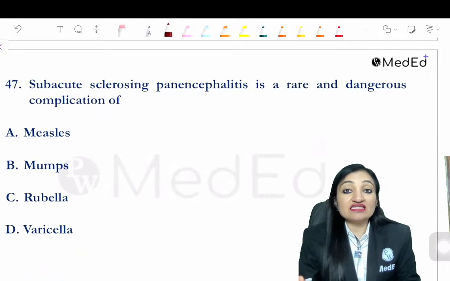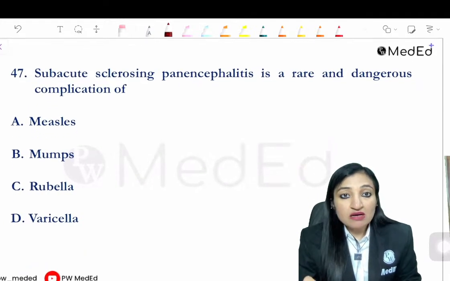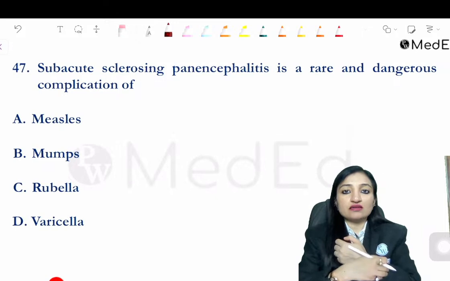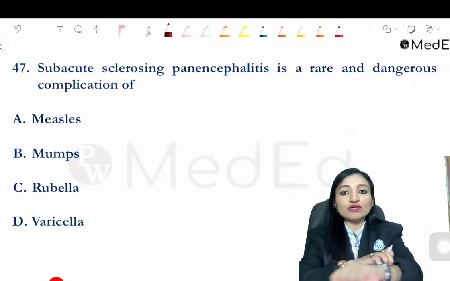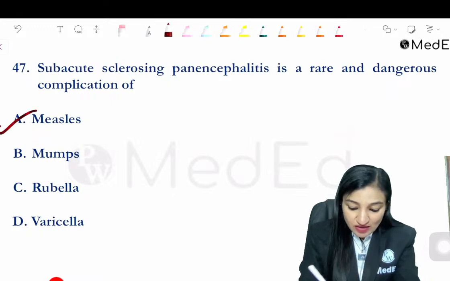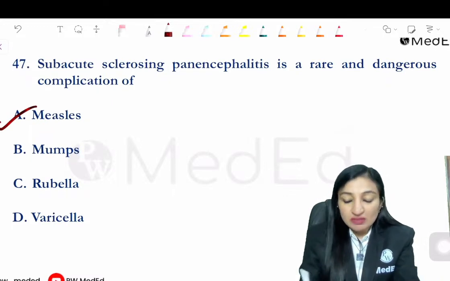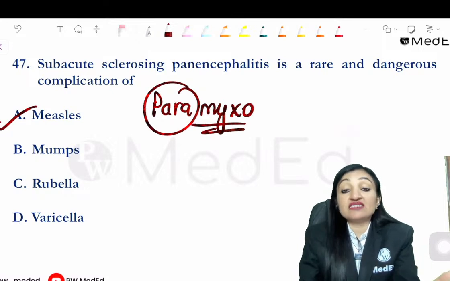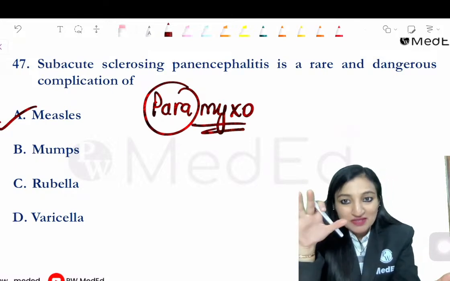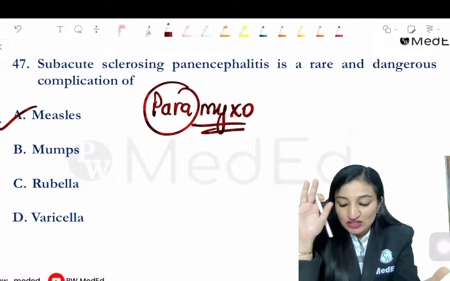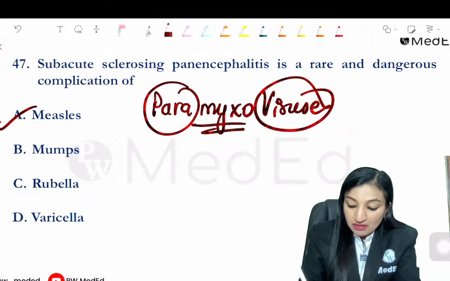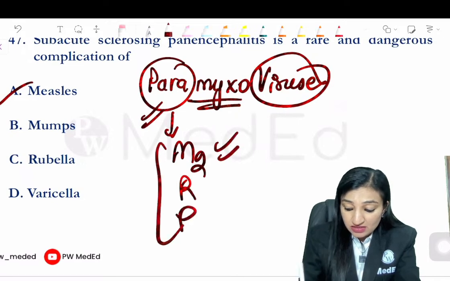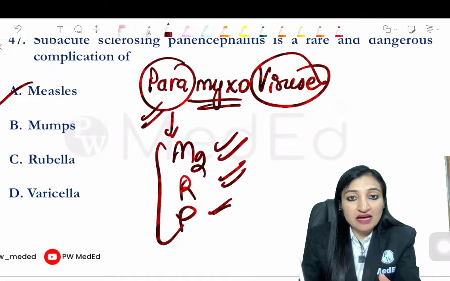Okay, then next question. Subacute sclerosing panencephalitis is a rare and dangerous complication of measles, mumps, rubella, or varicella. Easy, straightforward, factual question: measles virus. Remember, I told you yesterday the names of the paramyxoviruses. Para means big, myxo means affinity for mucin glycoproteins, which are the receptors present on the respiratory epithelial cells and the RBCs of certain species. Para means big prices these days, meaning recall, MRP, maximum retail price: measles, mumps viruses, respiratory syncytial virus, and parainfluenza virus.